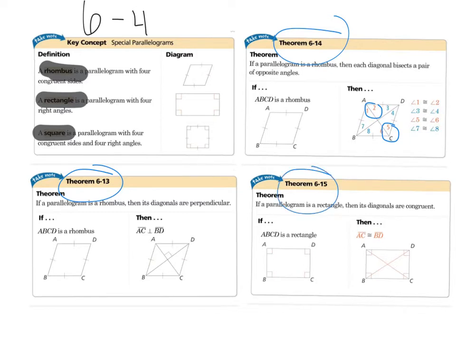Theorem 6-15: if the parallelogram is a rectangle, then its diagonals are congruent. So basically, if it's a rectangle and we draw a diagonal from A to C and then from B to D, they are going to have the same exact length.